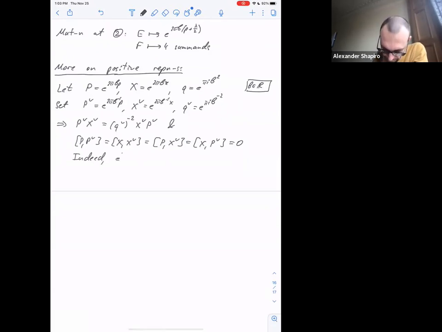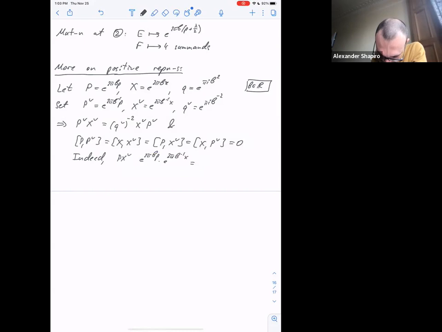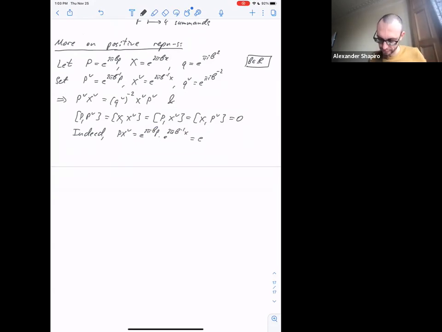So if you do e to the 2 pi b p times e to the 2 pi b inverse x, what happens? I'm just writing p x check. So this is e to the, well, their commutator, and their commutator is 4 pi squared, because b and b inverse cancel out. So it's 4 pi squared over 1 over 2 pi I x check p, and well, this is minus 2 pi I, right? So this is e to the minus 2 pi I x check p.